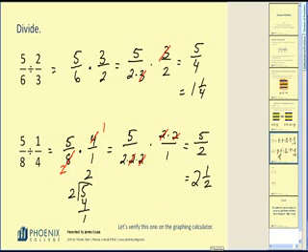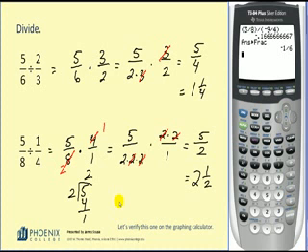I mentioned I would show you on the graphing calculator how to verify these answers. So let's go ahead and verify this problem that we just did. I'm going to enter in 5/8 in a set of parentheses. Divide that by 1/4. Again, I'm putting the fraction in a set of parentheses. When I hit enter, it will give me the decimal value. But if I wanted to have it in fraction form, there are a couple of ways of doing that. If I hit math, enter, enter, that will show me the answer is 5/2.